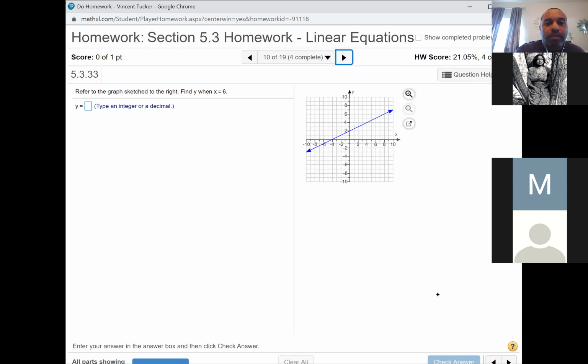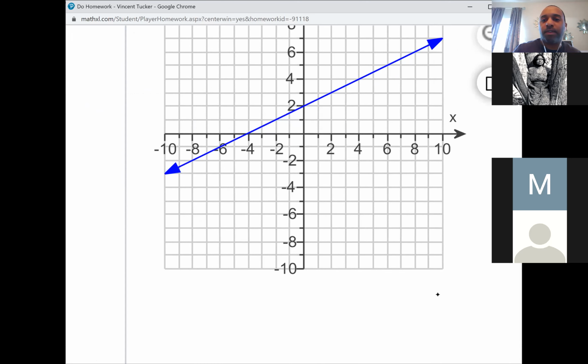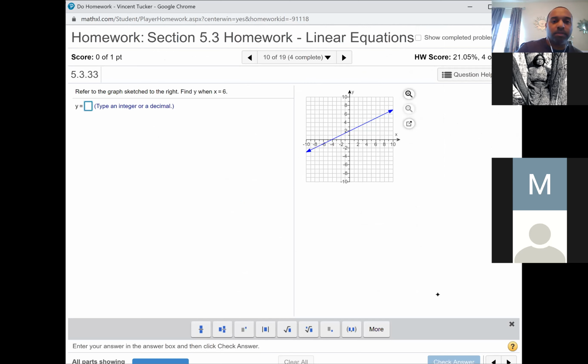And let's see. Refer to the graph sketch to the right. Okay, so this one is easy. But I just want to make sure we know what we're doing. It says find y when x is equal to 6. So you come over here and find 6 and go up to 5. So when x is 6, y is 5. Everybody see that as far as an ordered pair is concerned? When x is 6, y is 5. And that's all that they're asking of you.